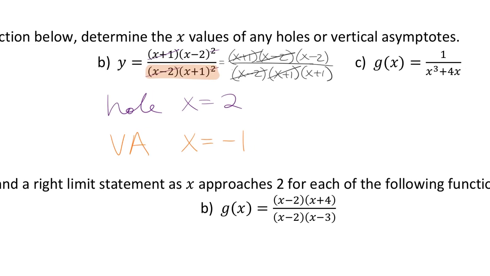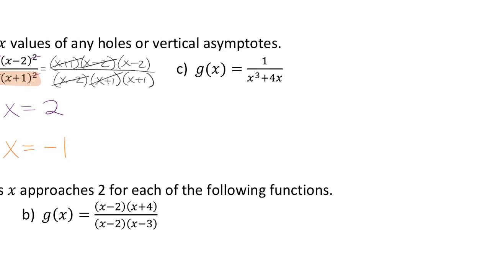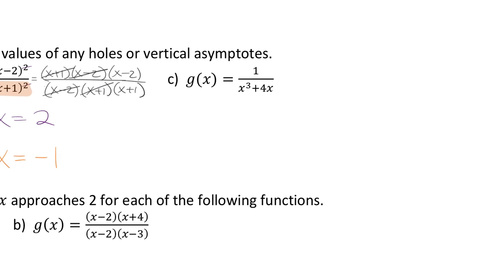All right, let's look at this last example. g of x equals 1 over x cubed plus 4x. Ooh, this one's not in factored form. So it's good practice to always write them in factored form first so we can see if anything were to cancel. The only way I can factor that denominator is by taking out a GCF. Both of those terms have an x in common, so I'm going to factor out that x.